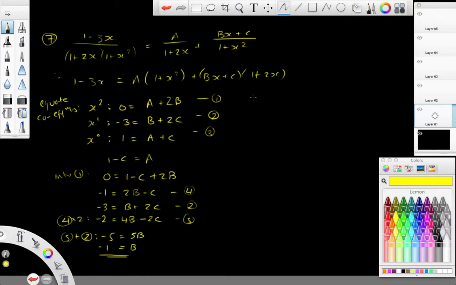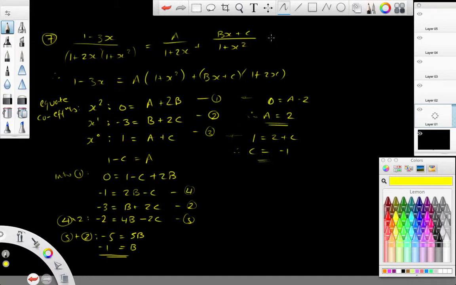If we then go up here and we sub our value of B equal to minus 1 into these equations, you get 0 equals A minus 2. So A must equal 2. And if we sub into equation number 3, we take our value of 2, we're going to get 1 equals 2 plus C. So C must equal minus 1. Alright, so there's our 3 values.